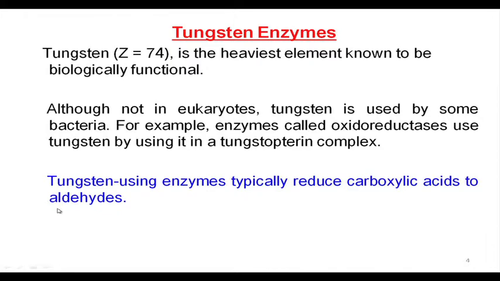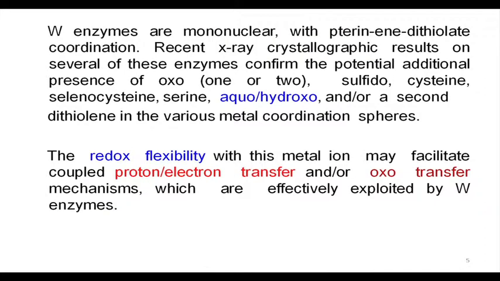That means, like molybdenum, tungsten center is also very well suited to interact with the carboxylic acids and aldehydes for oxygen donation or some carbon dioxide elimination from the center. So, like molybdenum center, these enzymes are also mononuclear with pterin in dithiolate coordination. So, we know that the sulfur-sulfur coordination is available and pterin backbone is there.